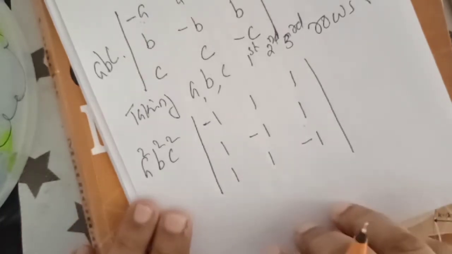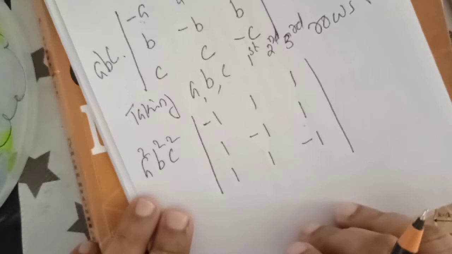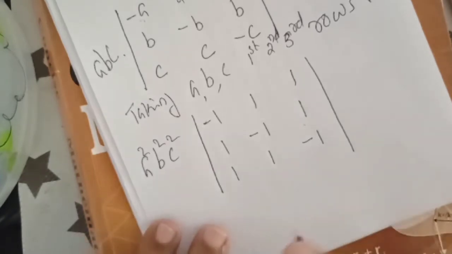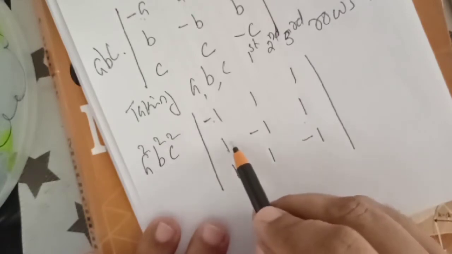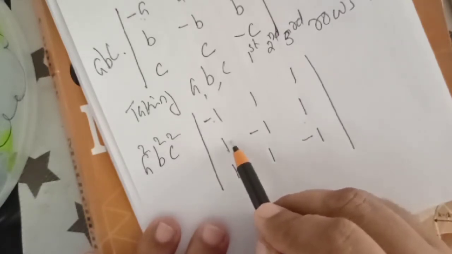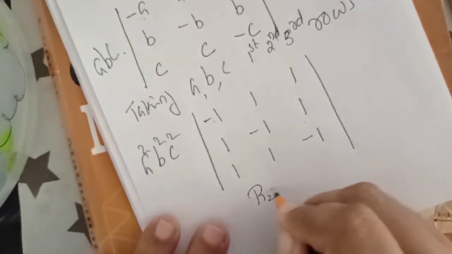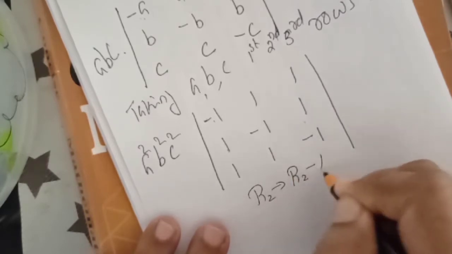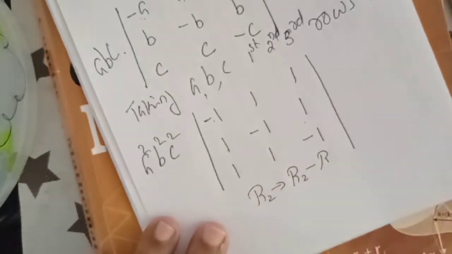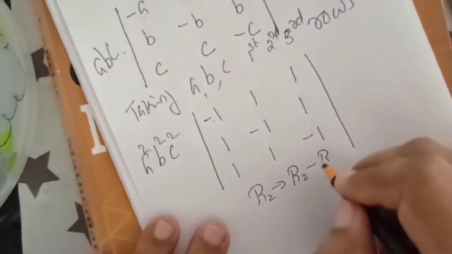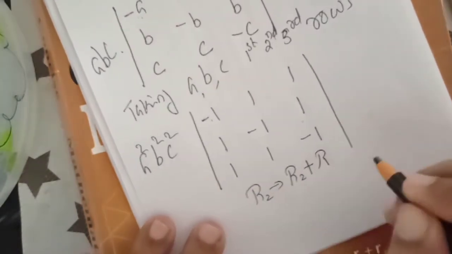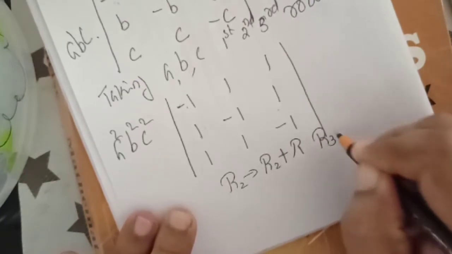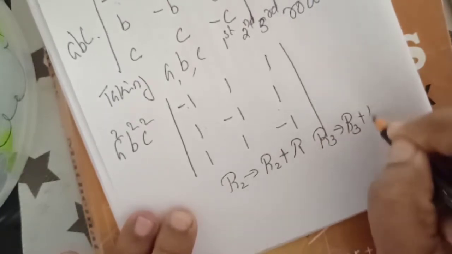Now apply the property. Here this is 1 and the first one is minus 1. How can you change this 1 to 0? Yes, R2 changes to R2 plus R1, and R3 changes to R3 plus R1.